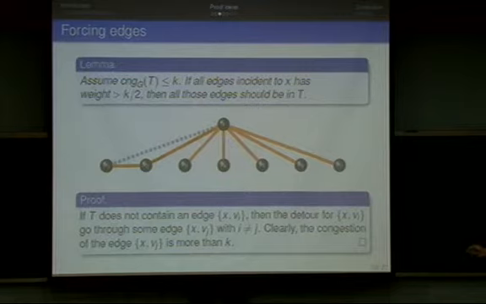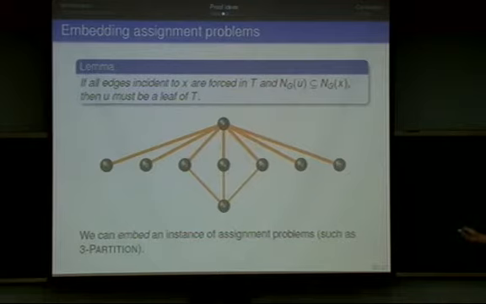Then this red edge has large congestion, because this edge separates these two vertices and this vertex, and so the congestion of this edge is at least the sum of these two edges. It's larger than K. Okay. So you can force some edges. And if you force these edges, you can embed an assignment problem, an instance of an assignment problem, in the spanning tree.